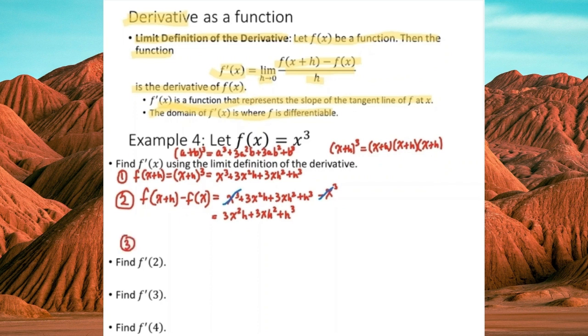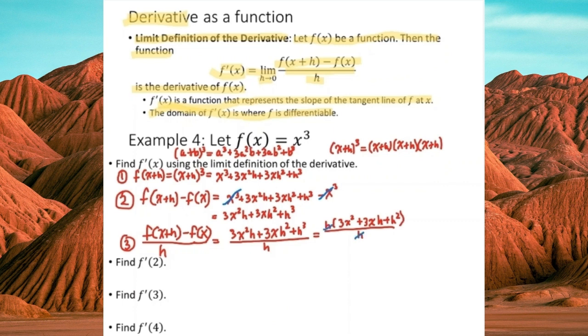To finish finding our difference quotient, we will divide our result from step 2 by h. Remember, when we're trying to simplify the difference quotient, our goal is to try to cancel out the h in the denominator. To do that, we can observe that in the numerator, h is a common factor. So we can factor out h, and from there, we can see the h's cancel.